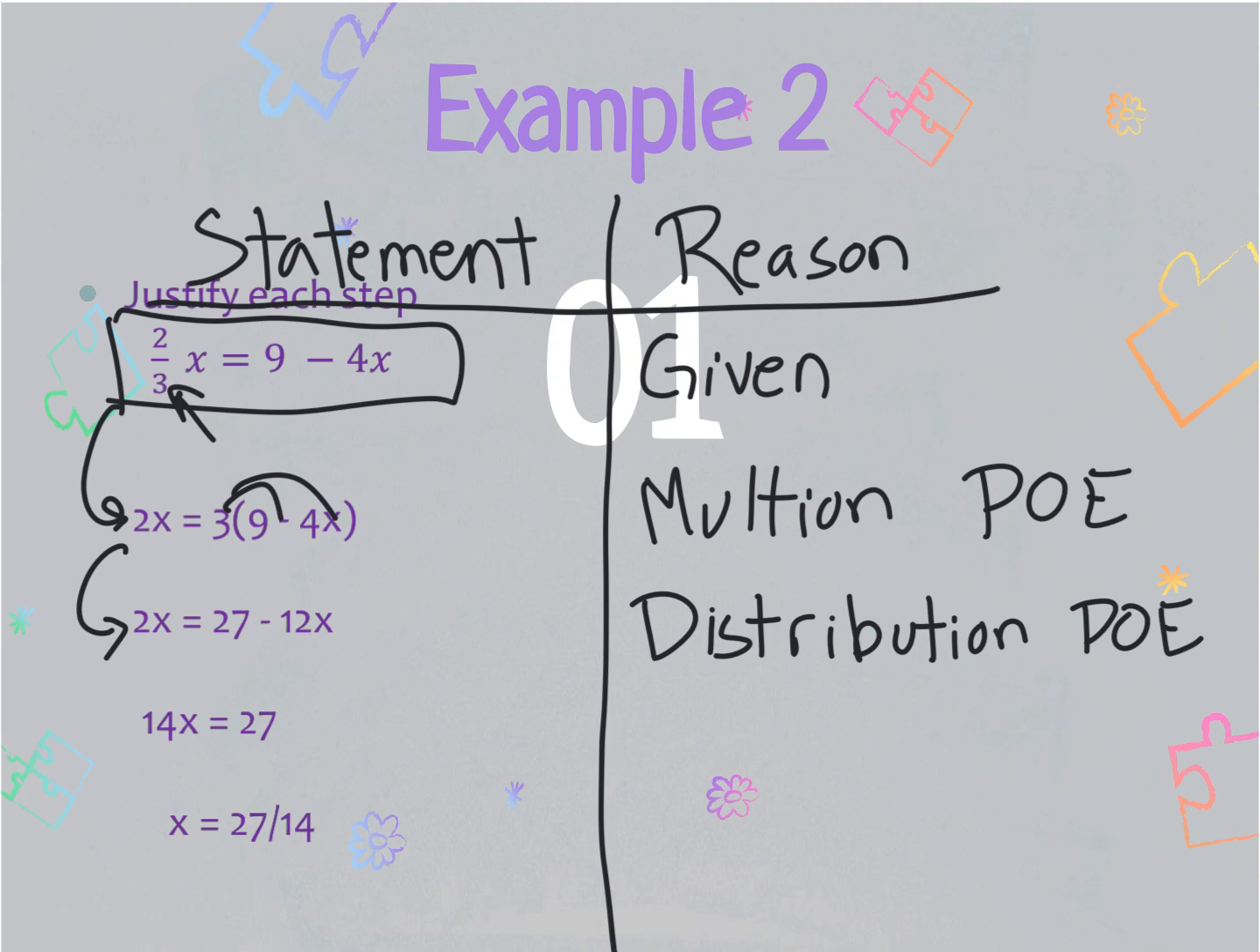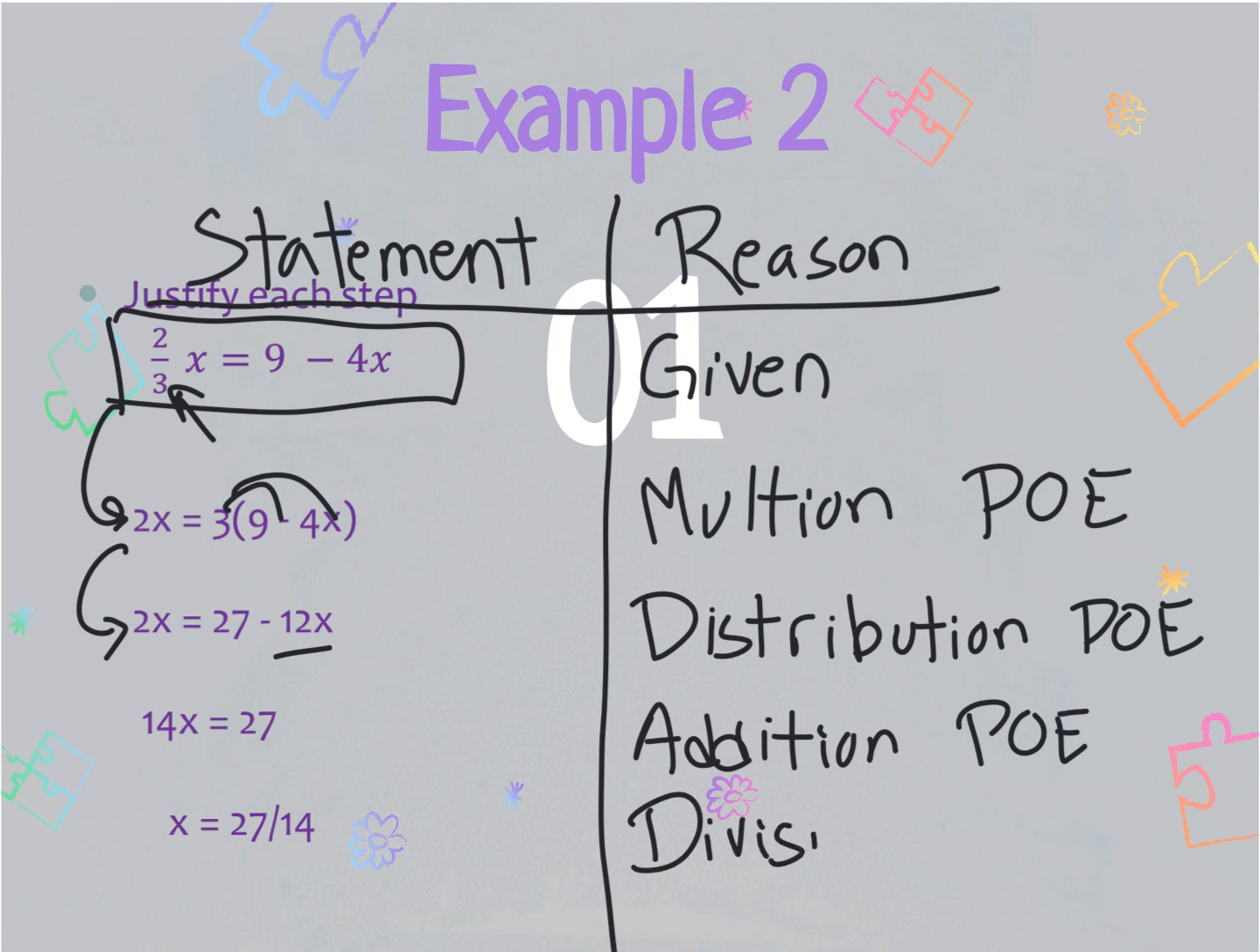Afterwards, they added this 12x on both sides. Now, because they're adding instead of subtracting, it's the addition property of equality. And lastly, they divided that 14 to get the final answer. Therefore, we end up with the division property of equality. Now, I call this a proof. Well, it's a proof, but this is an algebraic proof. You write every single step down in order for it to work out properly.